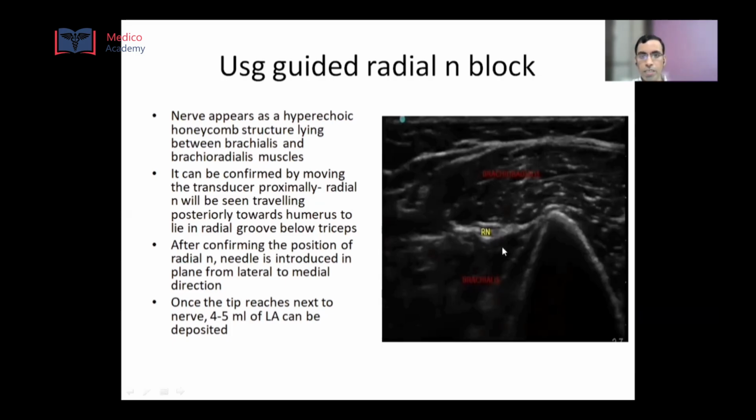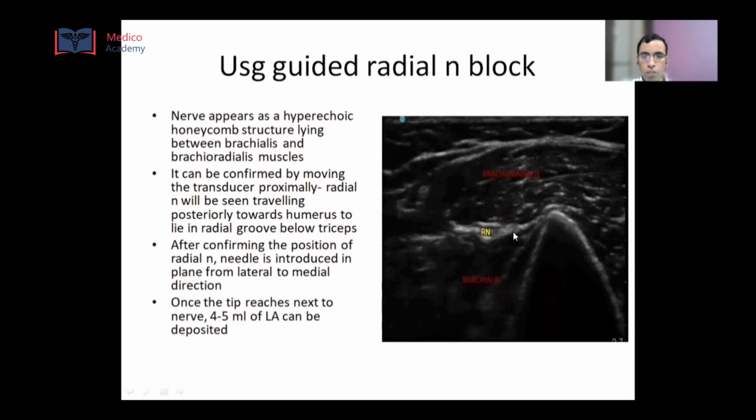The nerve appears as a hyperechoic honeycomb structure which lies between the brachialis and the brachioradialis muscles. The position of the radial nerve can be reconfirmed by moving the transducer proximally. The radial nerve will be seen traveling posteriorly towards the humerus to lie in the radial groove below the triceps.